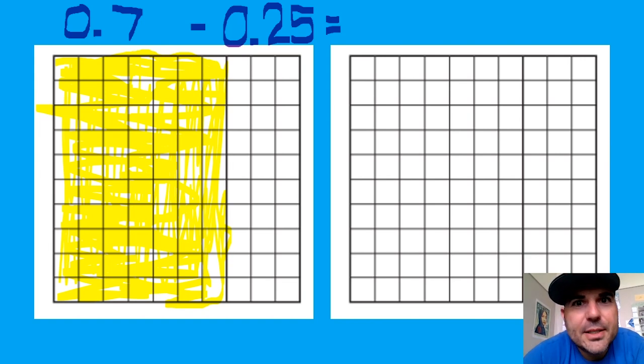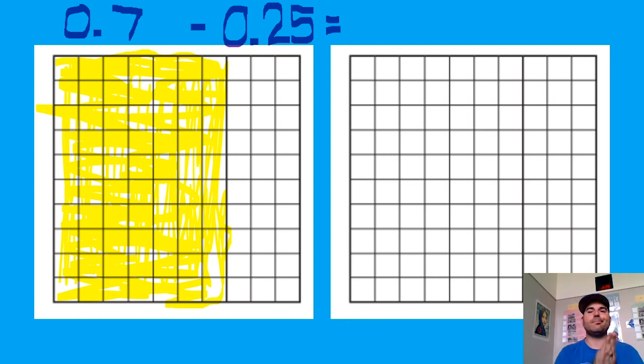All right. Think to yourself, what are your notices? Well, first, I notice that we're going to take something away. I notice that one of our squares already has pieces shaded in. I know that I'm using decimal numbers, which means I'm probably going to be using tenths and hundredths. So let's take a look. I see that we have 0 giant squares shaded in, but we do have 7 tenths. Now 7 tenths means we have 7 rows of 10 shaded in.